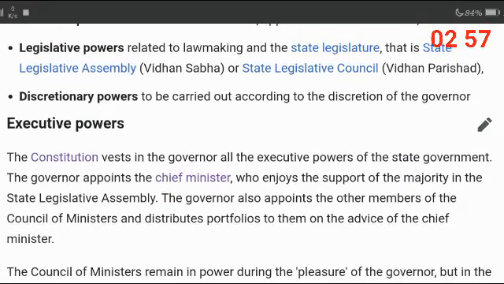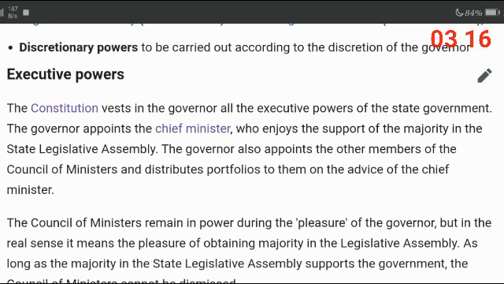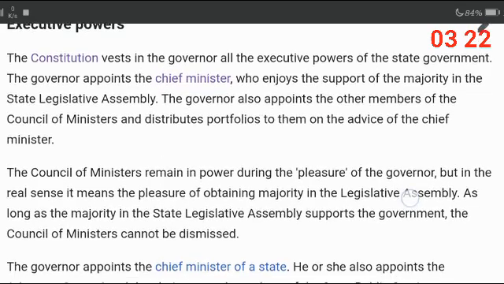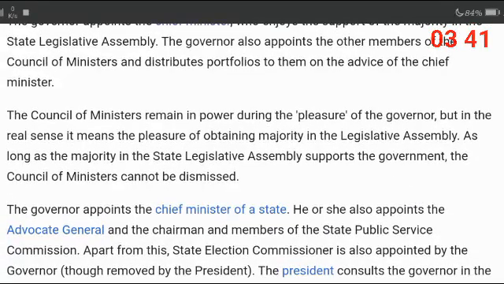The Constitution vests in the governor all the executive powers of the state government. The governor appoints the chief minister who enjoys the support of the majority in the state legislative assembly. The governor also appoints the other members of the council of ministers and distributes portfolios to them on the advice of the chief minister. The council of ministers remain in power during the pleasure of the governor, but in the real sense it means the pleasure of obtaining majority in the legislative assembly. As long as the majority in the state legislative assembly supports the government, the council of ministers cannot be dismissed.